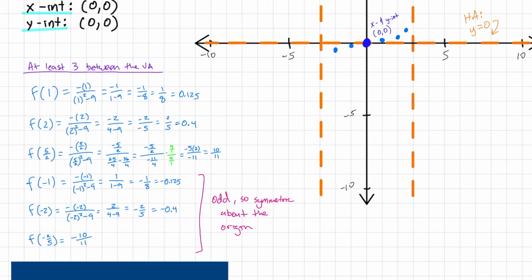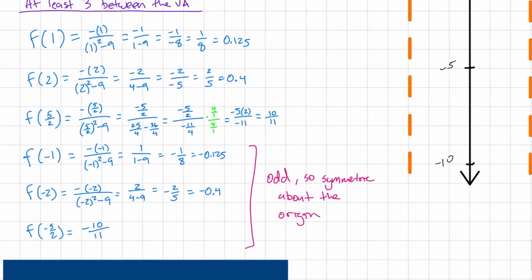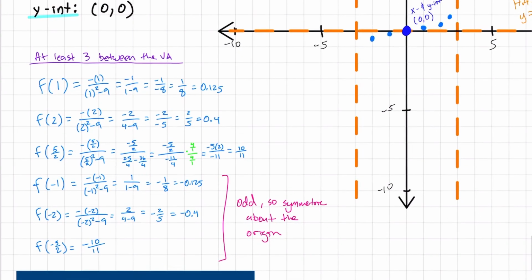And when I plug in negative 5 halves, ooh, I just realized that's the wrong number. This should be a negative 5 halves. Yikes. Wrong thickness. Negative 5 halves. There we go. Negative 5 halves, I'm at negative 10/11ths.